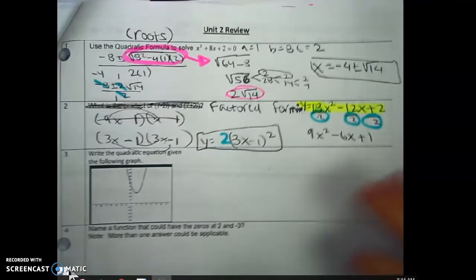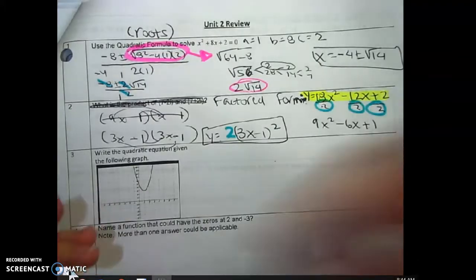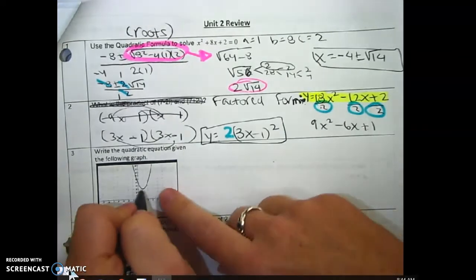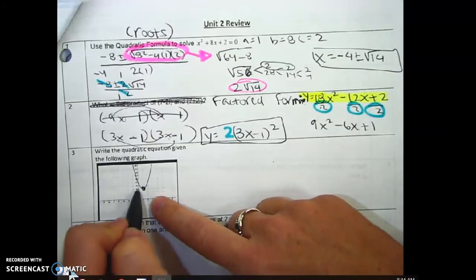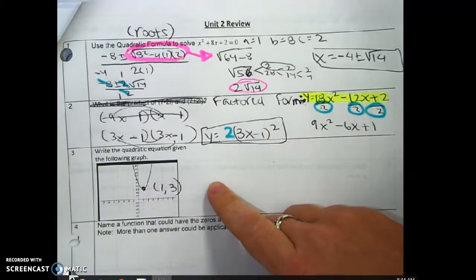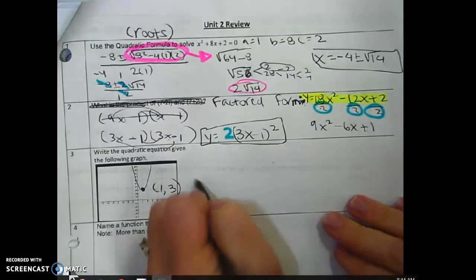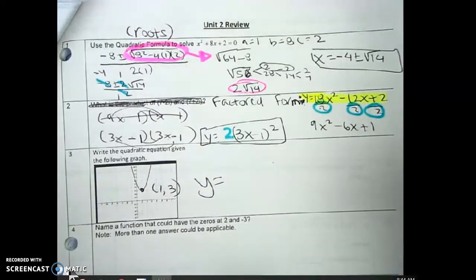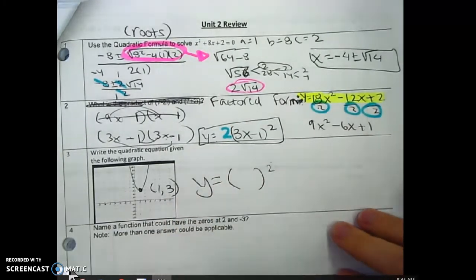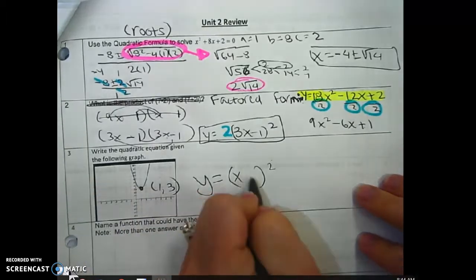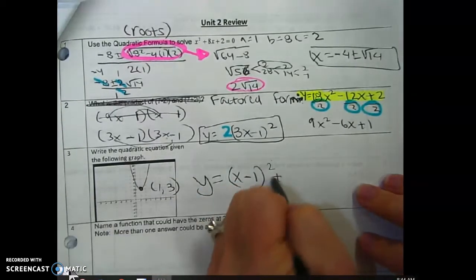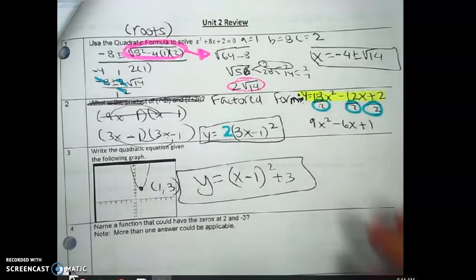All right, this next one, they want the quadratic equation. Well, I can find the vertex just like that, which is 1, 1, 2, 3. So if the vertex is 3, I'll just put it in vertex form. So y equals f of x, whatever. Parentheses squared x, that's got to be. So I take the opposite of what the 1 is, and then I add 3. Okay.